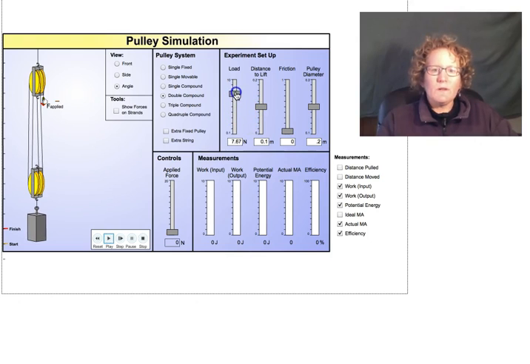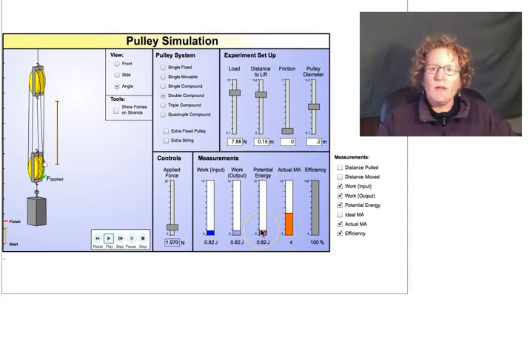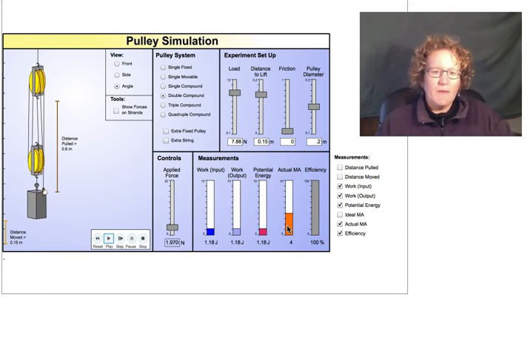Let's up the load a little bit. Let's up the distance we're lifting a little bit. And let's keep friction at 0. Now let's see if we can. It's very slowly pulling on things. You can see that the work is increasing as the distance increases. The potential energy is increasing as the distance increases. And the mechanical advantage just stays fixed because the number of ropes is, of course, fixed. And we can see the efficiency here is 100%.